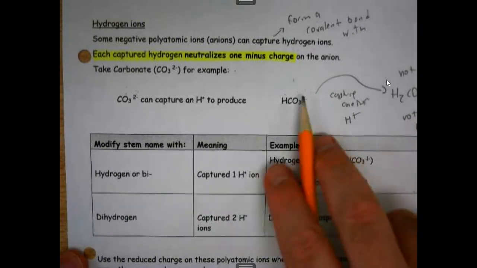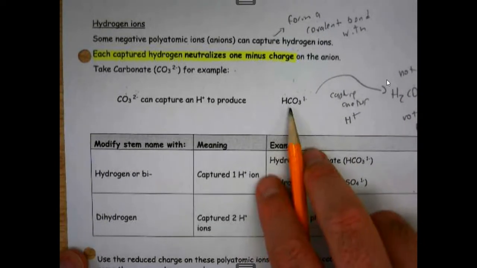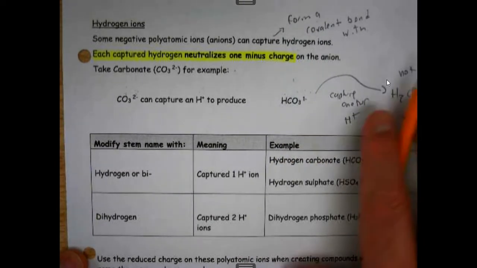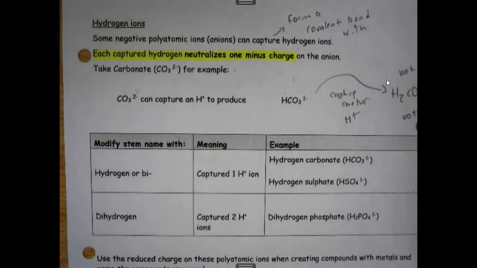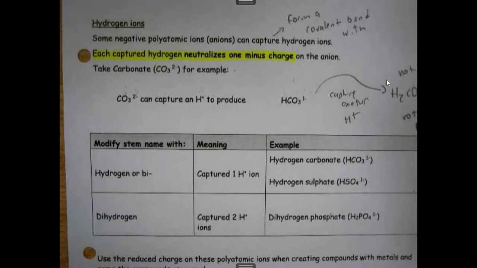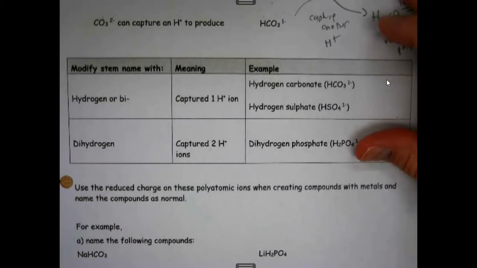In order to still be a polyatomic ion, you need a charge left over. Grabbing two H's, H2CO3 would not have a charge left, so therefore this is no longer an ion. Okay, so CO3 can really only capture one to still remain a polyatomic, although it could capture two and become a non-polyatomic, just a regular molecule. Okay. All right, so the naming system for this is slightly different.